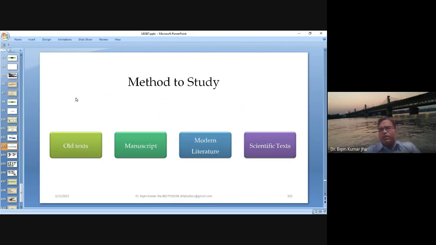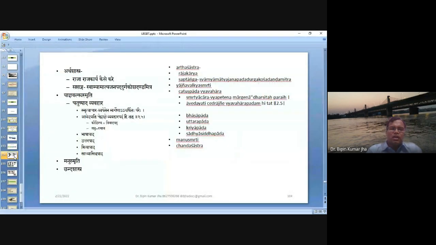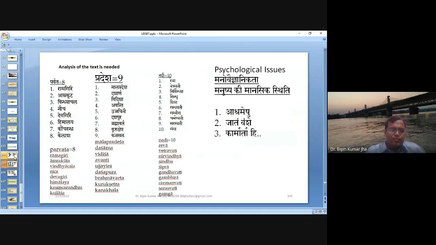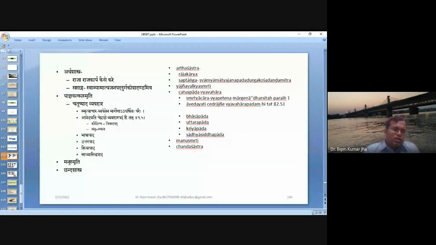And when you are trying to learn about the text, you will find old texts, some manuscripts, some modern literature, scientific literature also. So when you are trying to learn each and everything, you need to keep all these things in mind. And for that I am giving some examples of how you need to learn, how you will see the text.